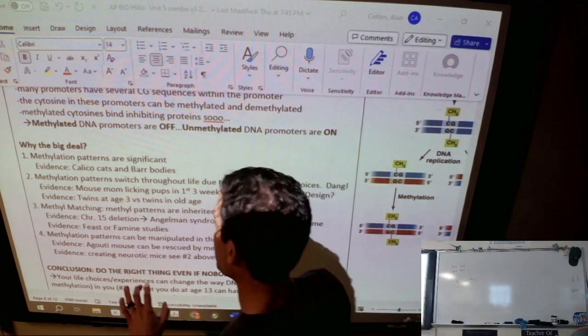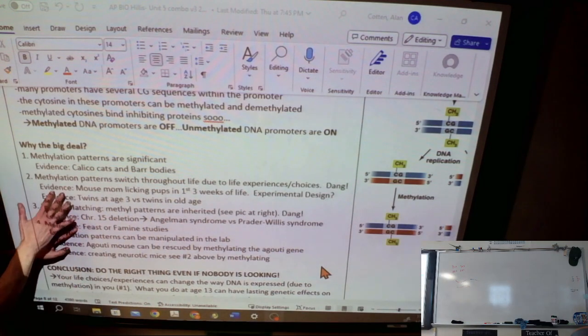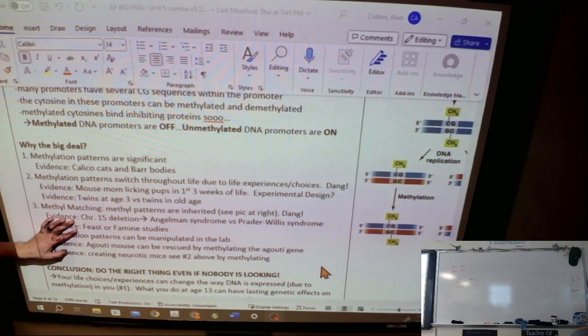That's when they first started thinking that you could pass on methyl patterns to future generations. Now we have really good experiments, like the mom licking the pups, where I can really show you in isolation that methyl patterns matter. So now we have better experiments that are controlled in a lab. Does that make sense? So this is the one that was just out in the wild that got all this started. But now I'm going to prove it again in a lab.